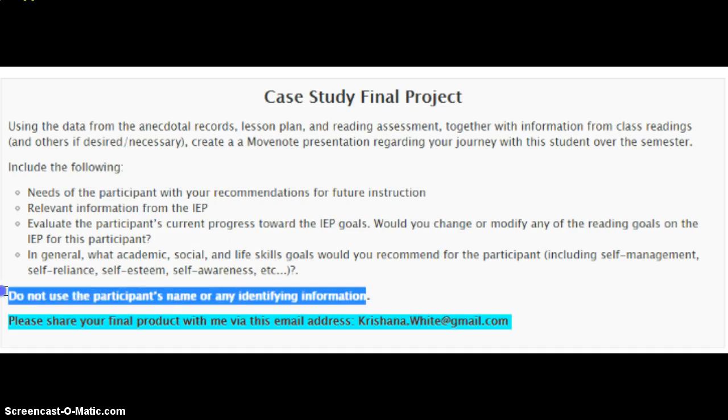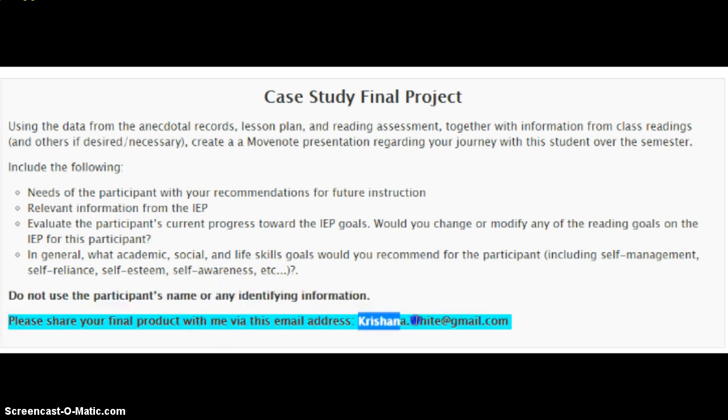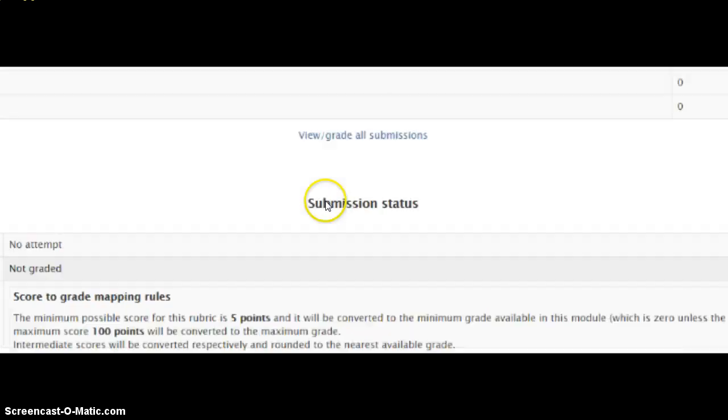As always, do not use the participant's real name or any identifying information. Make sure that you also preface your video with a brief side note that names have been changed to protect the identity of students. Once you're done, MoveNote will ask you if you want to share it with anyone. So please share your final draft with krishana.white@gmail.com. MoveNote shares best through Gmail, so please use my Gmail account.